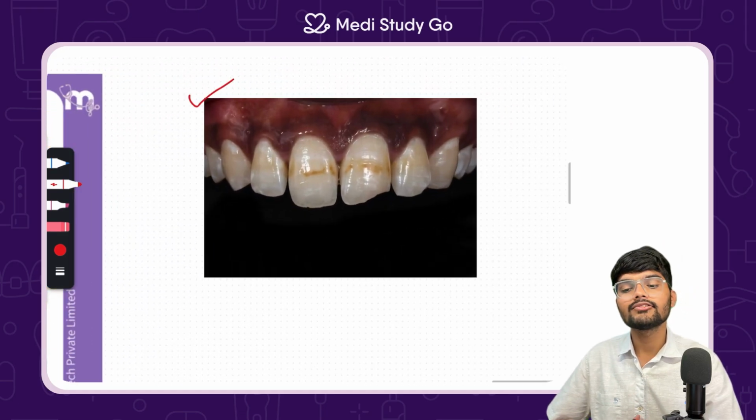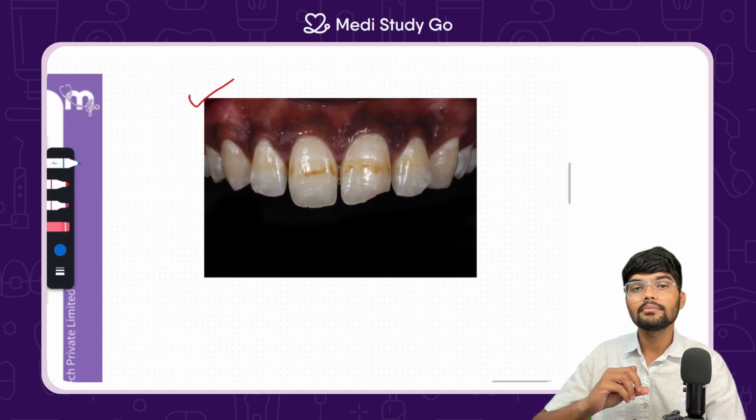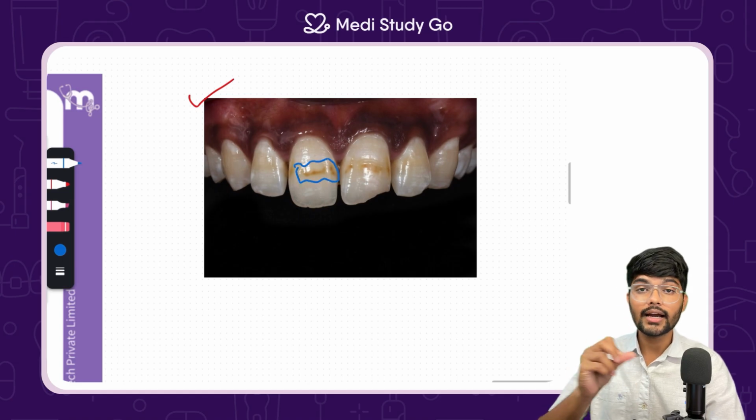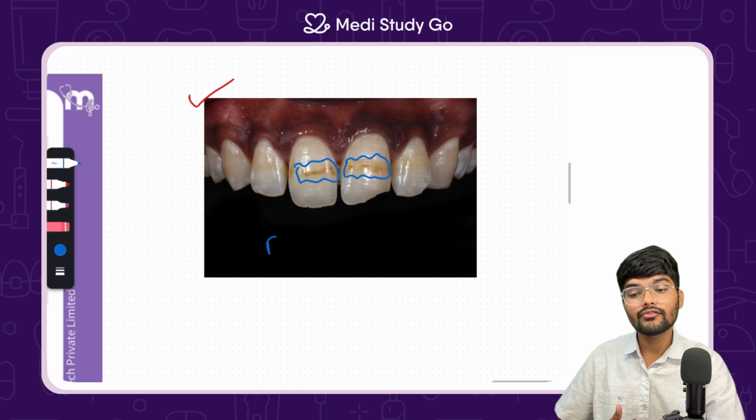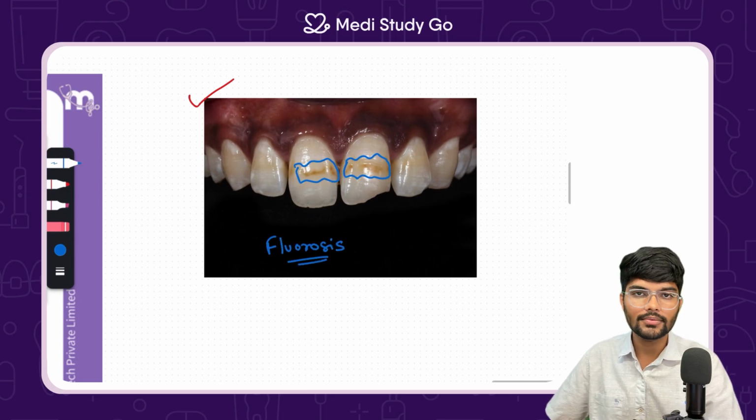Like in this picture, as we can see, I have tried to put a clinical picture, and as you can see, what I've marked in blue is a sign of fluorosis, where yellowish stain is clearly visible in an irregular shape.